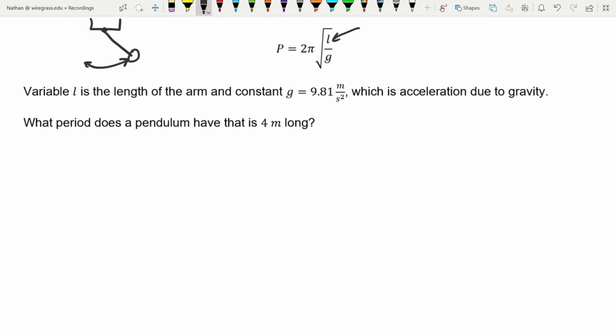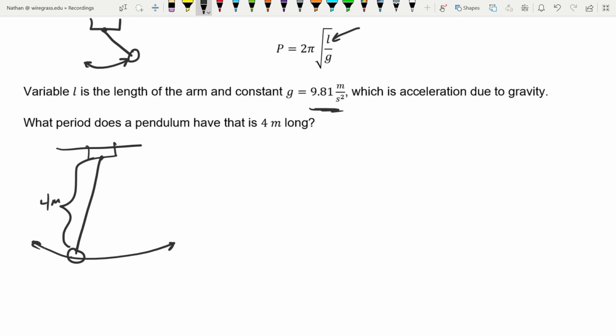So if we know that g equals 9.81 meters per second squared, what period does the pendulum have that is 4 meters long? In other words, we have this simple pendulum. This length here is 4 meters, and we're asking, what's the period that it swings through? How fast is that period? It's like hanging onto the ceiling. That's what I'm drawing here.